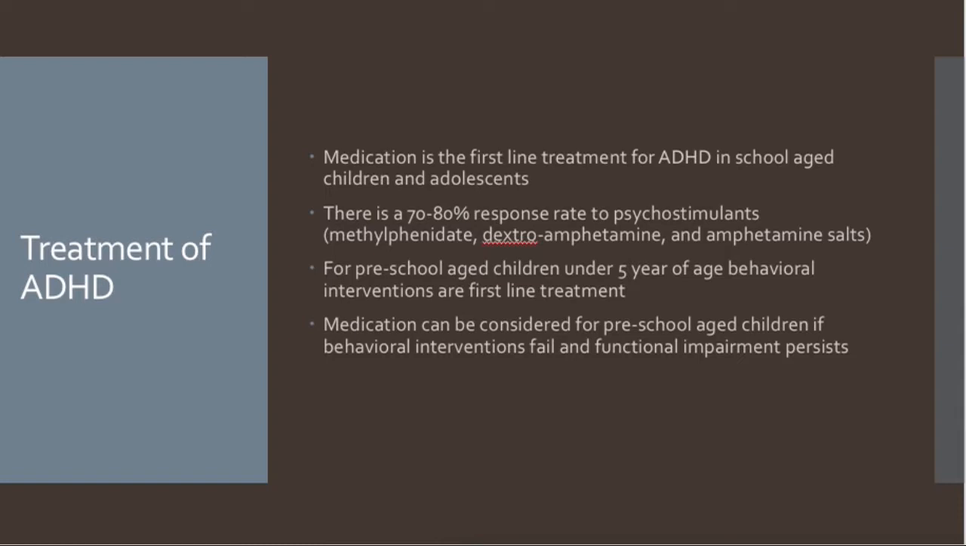Now, for preschool-age children, those under 5 years of age, it's actually a little bit different. For kids that are preschool and exhibiting these symptoms, we want to try behavioral interventions as a first-line treatment and see if that helps the child. If not, then once they become school age, you can move on to the medications. Medications can be considered for preschool-age children if the behavioral interventions fail, or the functional impairment persists or is very, very severe, in which case you want to think about medication even for preschool-age children.